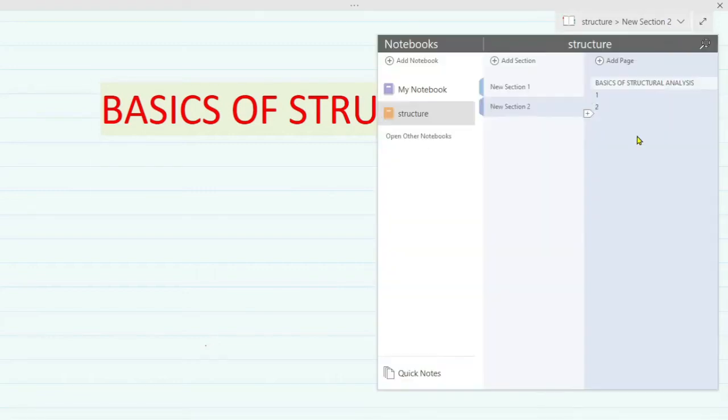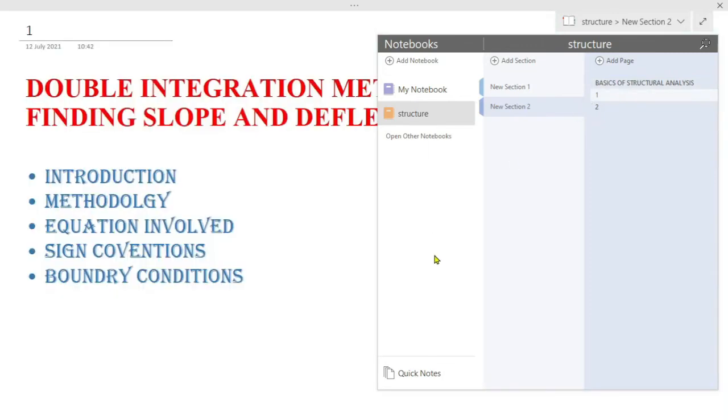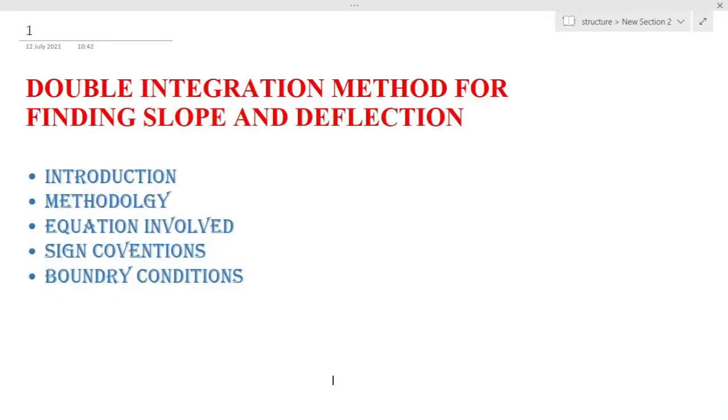Today we are going to start a very new and interesting topic, which is the double integration method for finding slope and deflection. This method is very important and very common, and it is taught in many undergraduate courses.